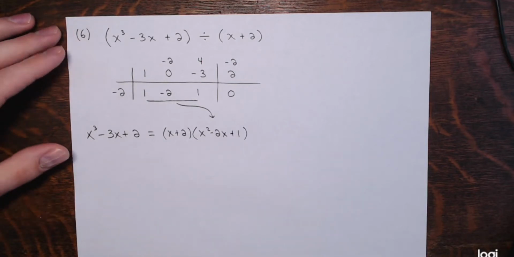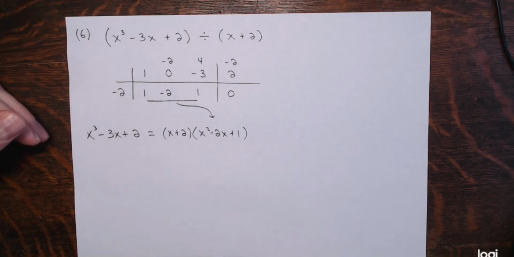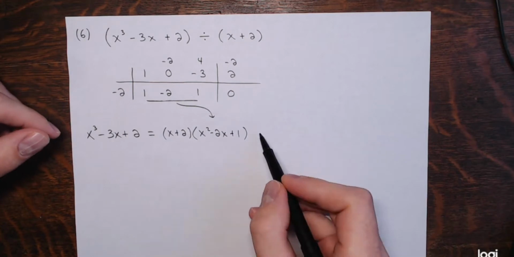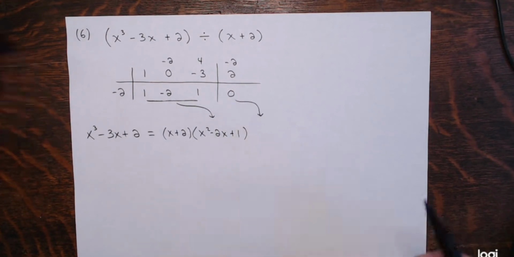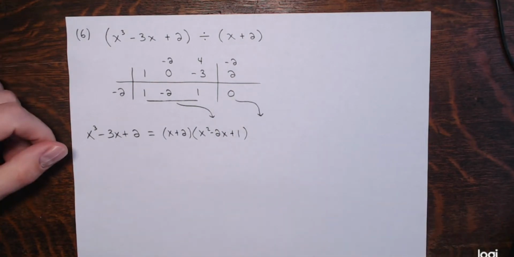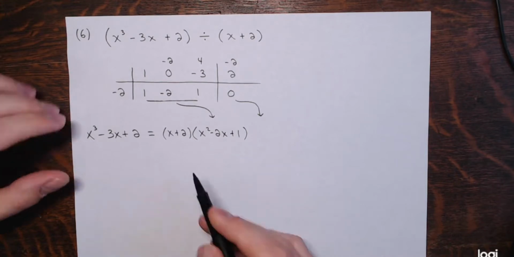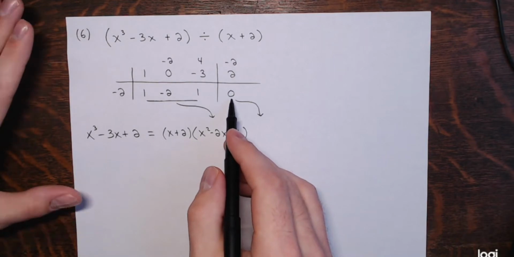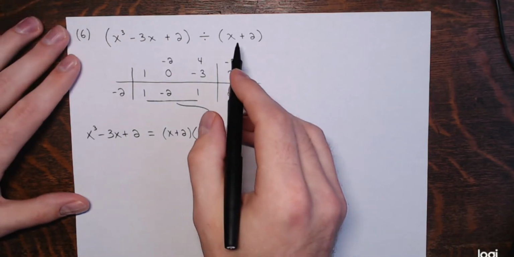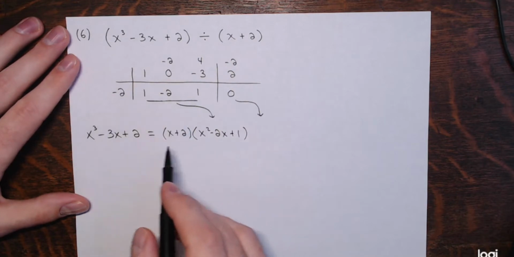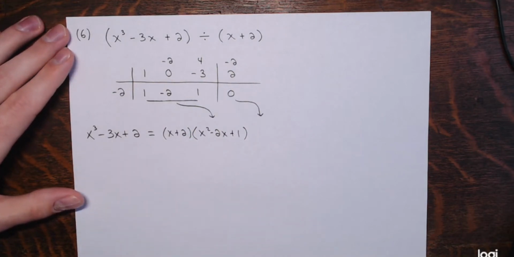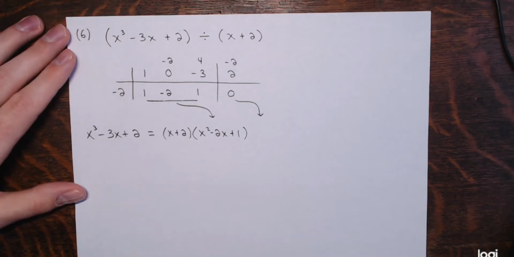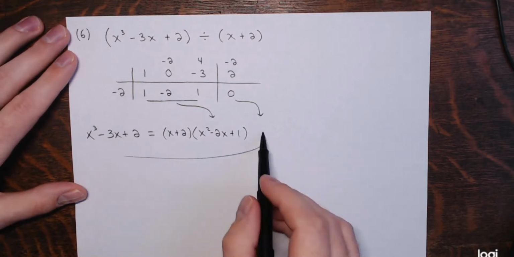And that can be factored even further too. That's actually x minus 1 times x minus 1, x minus 1 squared. And then plus 0, but no need to write plus 0. So that means these two are factors of that, right? Once again, when the remainder is 0, the divisor and the quotient are both factors of the dividend. The dividend can be factored, and that's important to remember. Great. Next.